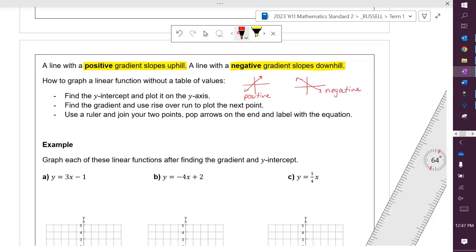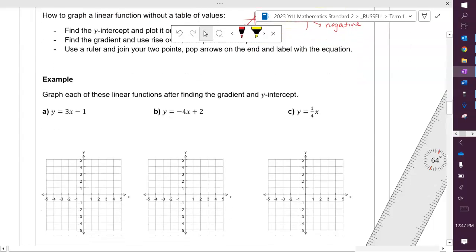So how to graph a linear function without a table of values. I did already speak about that just a little bit before, but what we're doing is we're finding that y-intercept and plotting it on the y-axis. We then use the gradient and that rise over run to plot the next point. We then use a ruler to join up our points, and remember we put arrows on the end and label our equations.